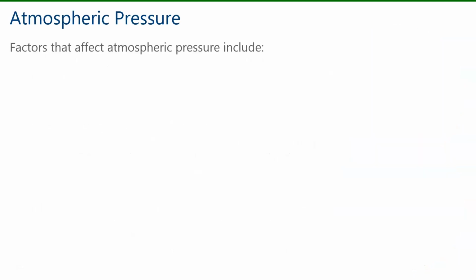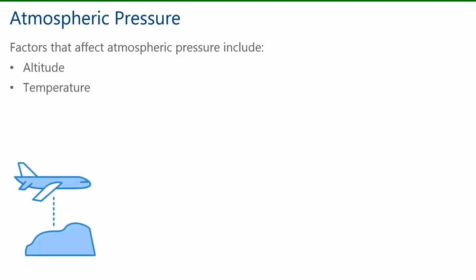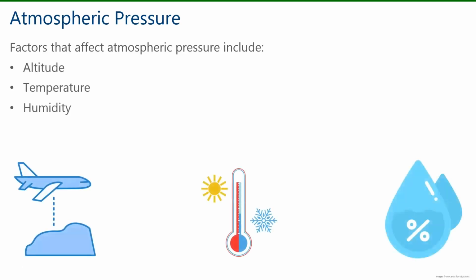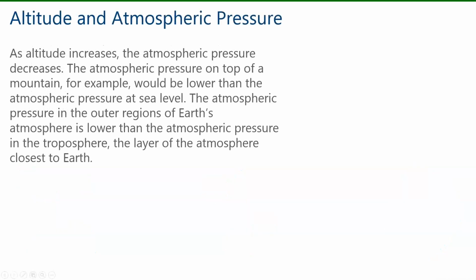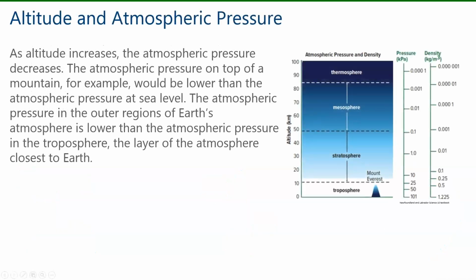Factors that affect atmospheric pressure include altitude, temperature, and humidity. As altitude increases, the atmospheric pressure decreases. The atmospheric pressure on top of a mountain, for example, would be lower than the atmospheric pressure at sea level. The atmospheric pressure in the outer regions of Earth's atmosphere is lower than in the troposphere, the layer of the atmosphere closest to Earth.